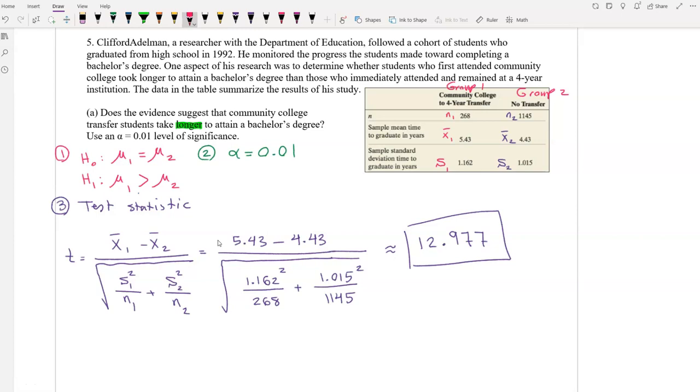Again, to make sure your answer is correct, use parentheses.